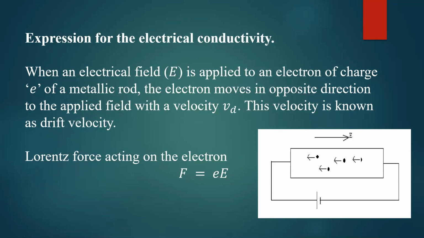You always remember electric force is represented as charge into electric field. How to represent magnetic force? Magnetic force is QVB, charge into velocity into magnetic field. You should know these two forces. Electric force is the product of charge into electric field. Magnetic force is charge into velocity into magnetic field, QVB. It is e into E. So this is the force acting on the electron.